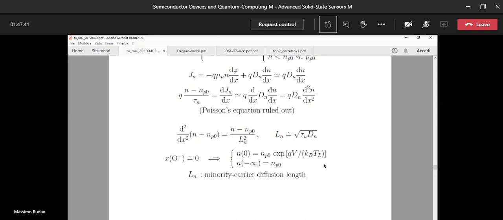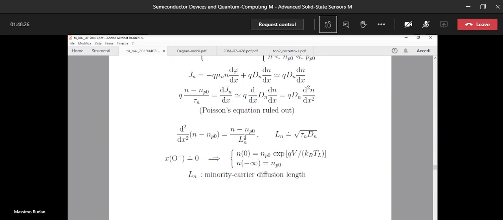This relation is not obvious. It's something that we must calculate later, okay? It takes the name of Shockley boundary condition. The other boundary condition is easier because at minus infinity, we are far away from the junction. So the semiconductor is uniform. We are in a uniform P region. So of course, the concentration n at minus infinity is np0, okay?